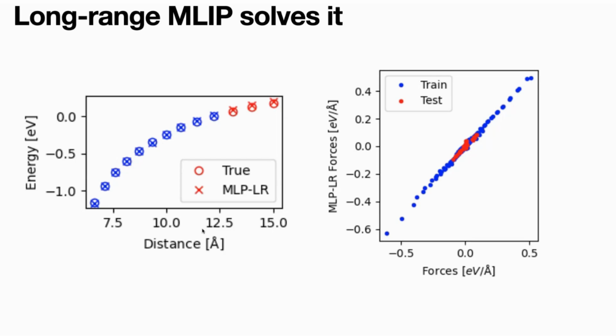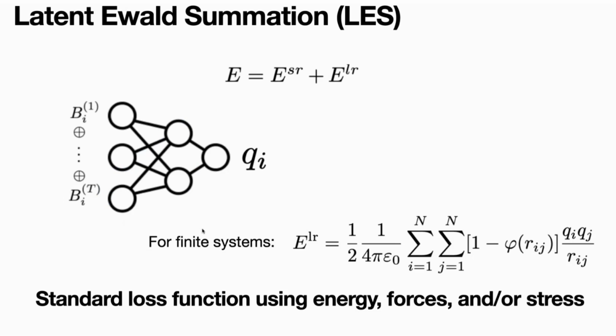So let me just unpack what we did. It's actually exceedingly simple. Remember that we have these invariant features in our short-range machine learning potential, which we use to read out a local energy, E_i. Here, we just reuse the exact same features, and then we read out a latent charge. Now, for finite systems, we can just use these latent charges to compute the electrostatics using the pairwise summation.